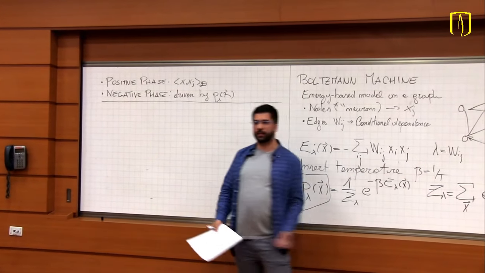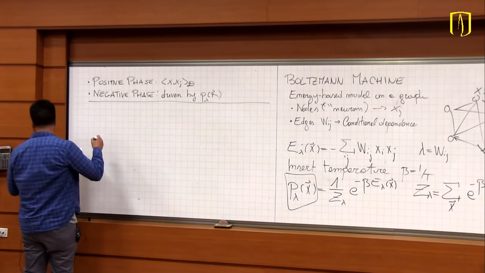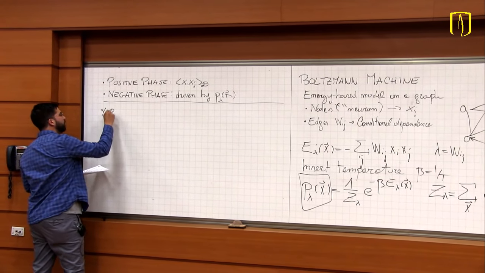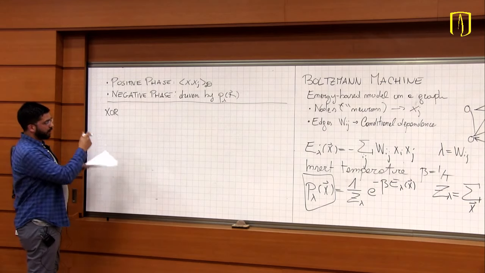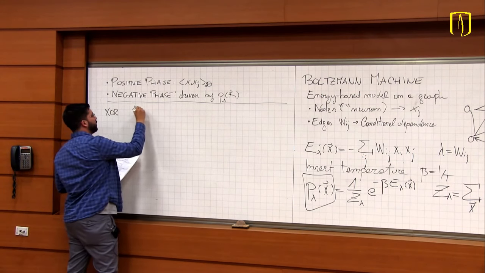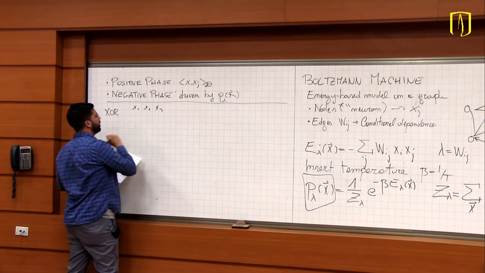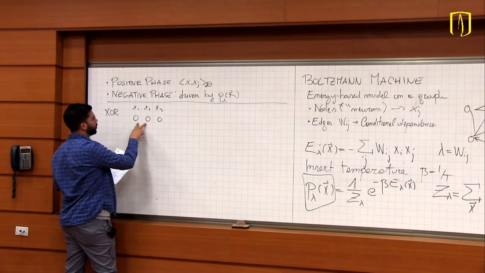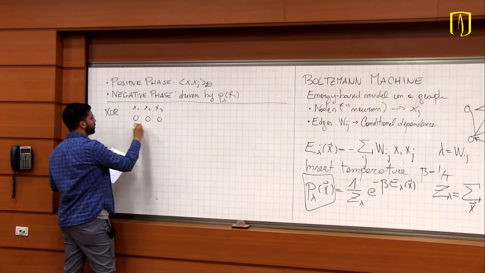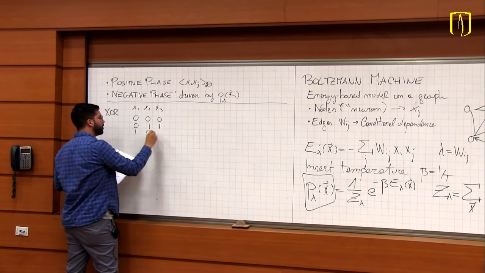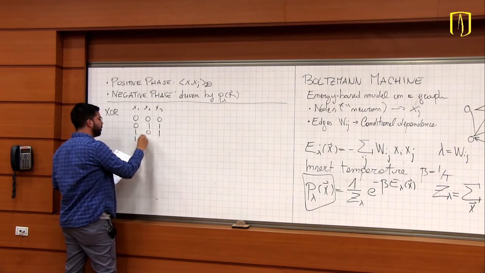So there is a little exercise that you could try, to see if you can learn the XOR function with this. You can actually show it by hand. The XOR is just: you have 3 variables, x1, x2, and x3, and it takes the XOR operation between the first two. So 0, 0, 0 is 0, 0, 1, 0 is 1, 1, 0 is 1, 1, 1 is 0.